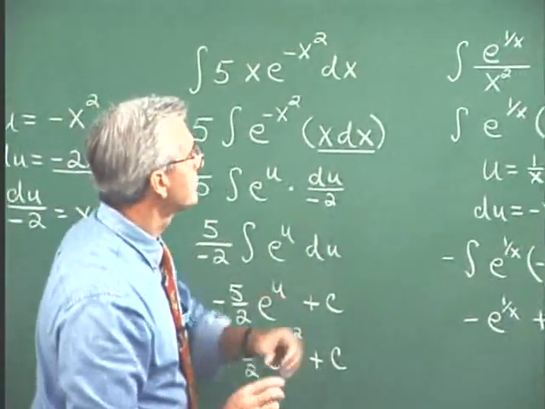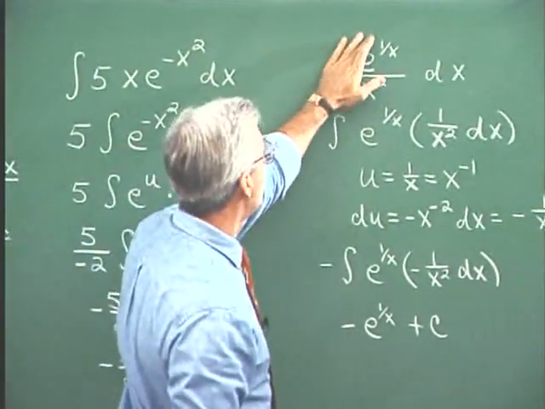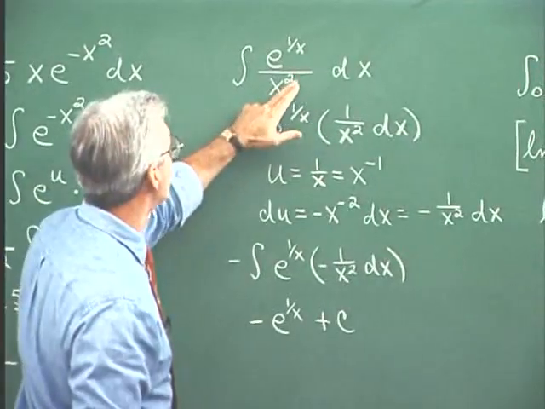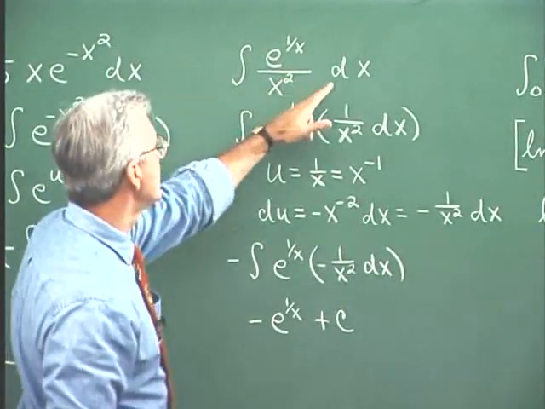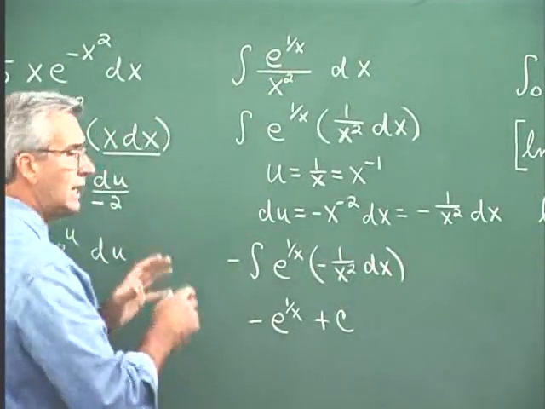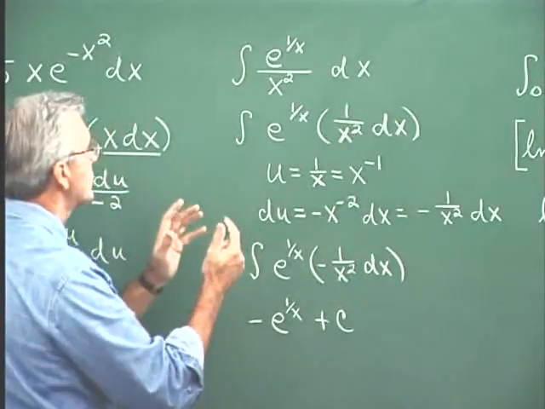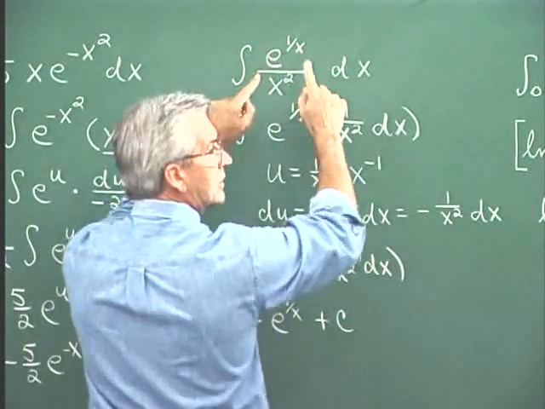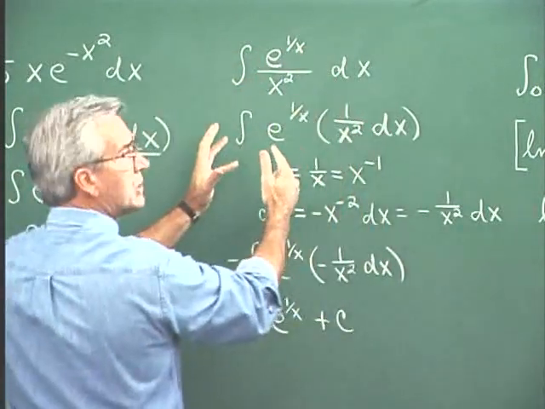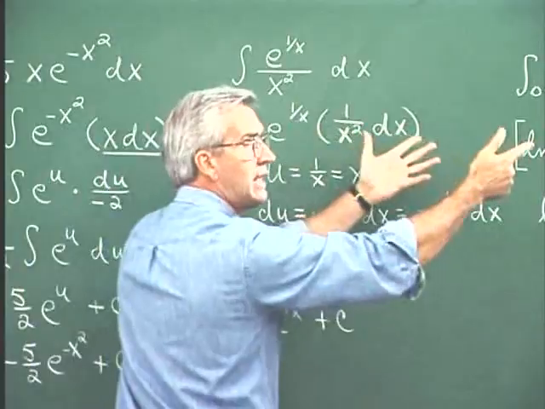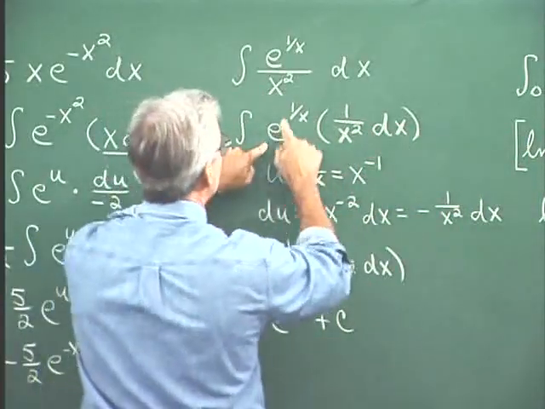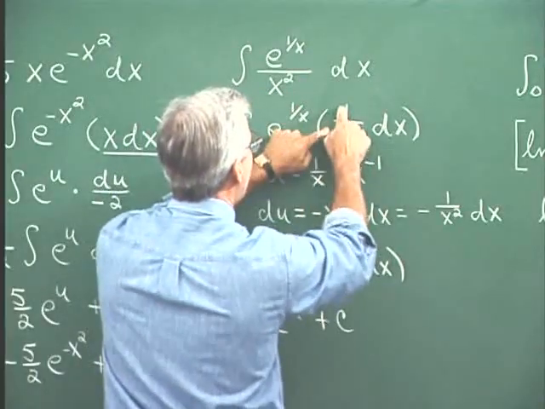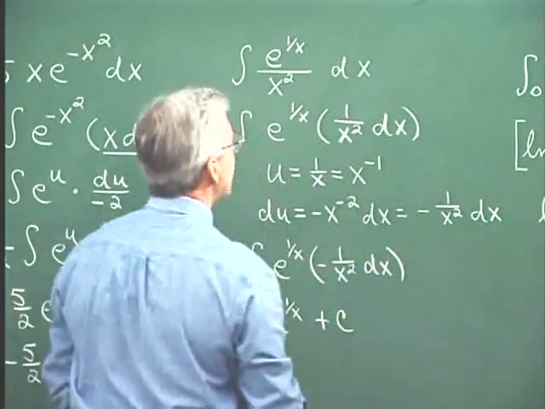Here's another one. The integral of e to the 1 over x, all over x squared dx. Now, let's go through that separation process right quick. That is, we want the e to the u part. We want to write that first, and then we want to write everything else after that. So it's e to the 1 over x, and then move this x squared in the denominator over by writing it as 1 over x squared dx.